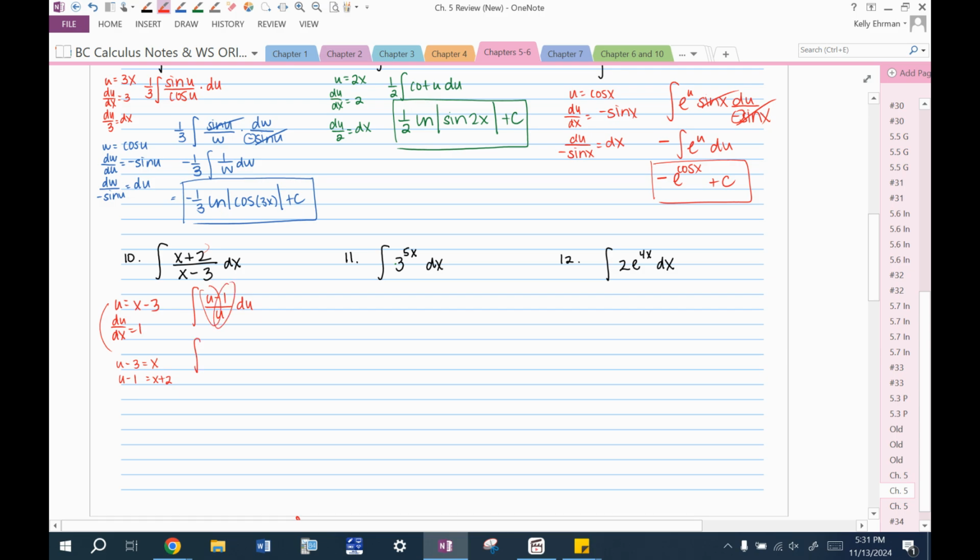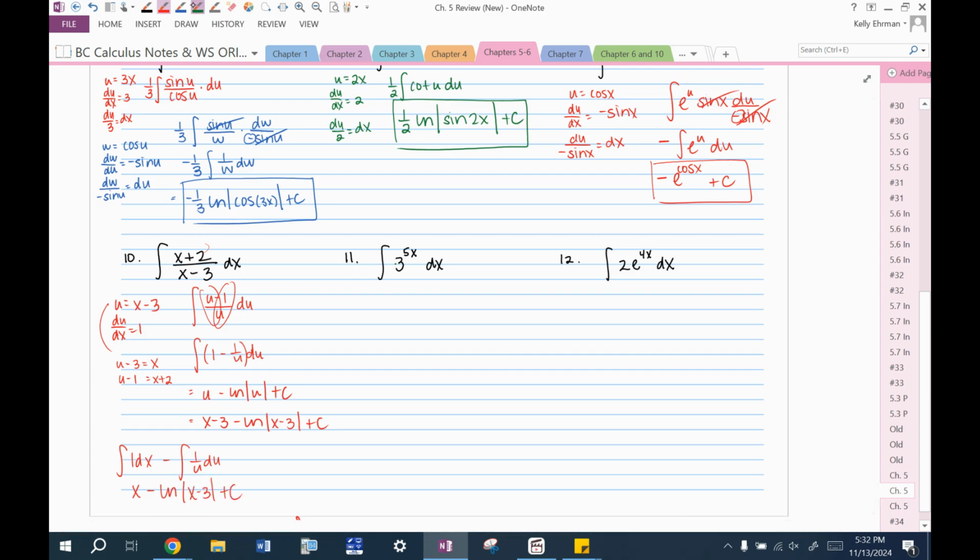Split this up, so this is the integral of 1 minus 1 over u, du. And I'm going to leave mine in terms of u, so it's u minus ln absolute value of u plus c. u was x minus 3, so x minus 3 minus ln absolute value of x minus 3 plus c. Now, if you split this up into integral of 1 but you kept this dx and you made this du, this is also correct. x minus ln absolute value of x minus 3 plus c.